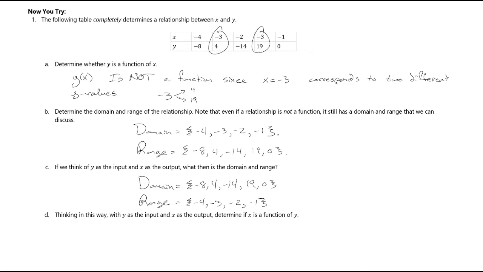Okay, so part D says, thinking in this way with y as the input and x as the output, determine if x is a function of y. So here we're saying if y is the input, we have -8 is a y value, only goes to -4. We have 4 as a y value, only would output the x value of -3. The y value of -14 would only output -2. The y value of 19 would only output the x value of -3, and the y value of 0 would only output the x value of -1. So we'd say x of y is a function.